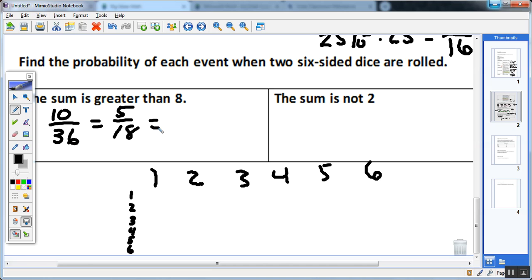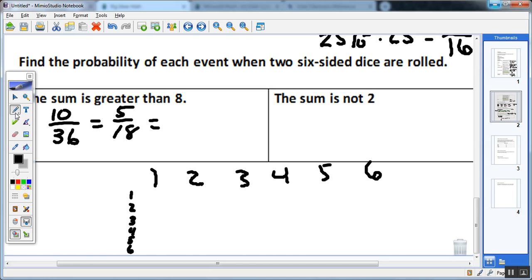Okay? Next one's pretty interesting. It's called using complements. If there's a 10% chance of something happening, what's the chance it won't happen? 90%. You just take that and subtract it from 100%. Or if there's a 1/5 chance that something will happen, what's the chance that it won't happen? 4 out of 5. Okay? Well, kids, how many outcomes were up there on that sum table? 36.